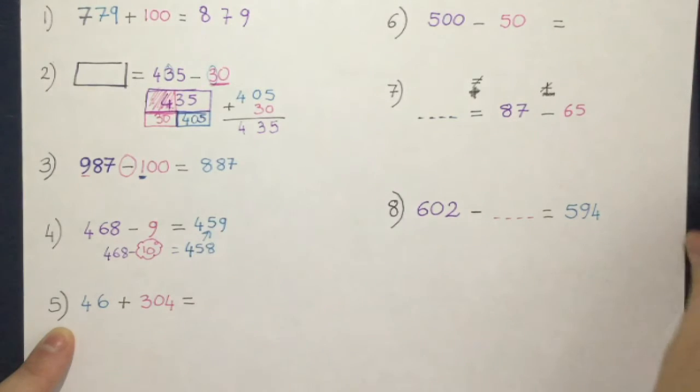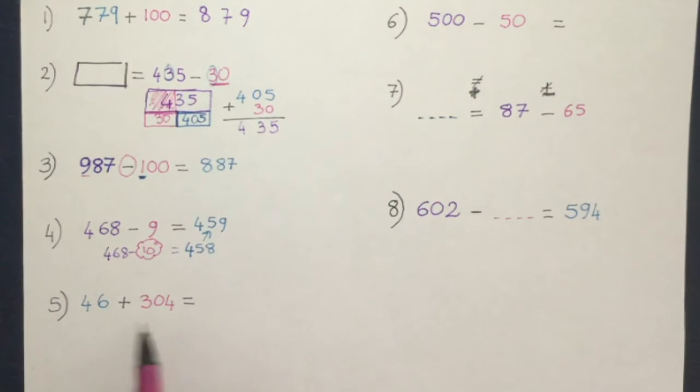46 plus 304. Okay, so I need to see which is my most effective way. Can I do that mentally? Well, if I look at the ones, I have 6 ones and 4 ones. I would have to unitize. Some of us can do that mentally and unitize and remember it. But just to play safe, we are going to do that in a column method, okay?